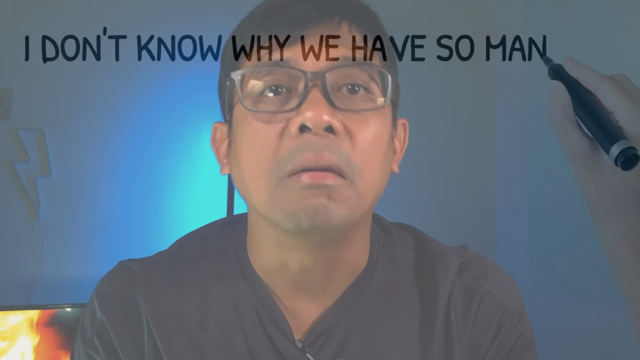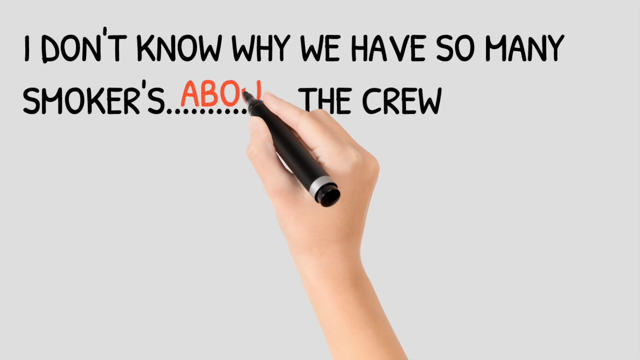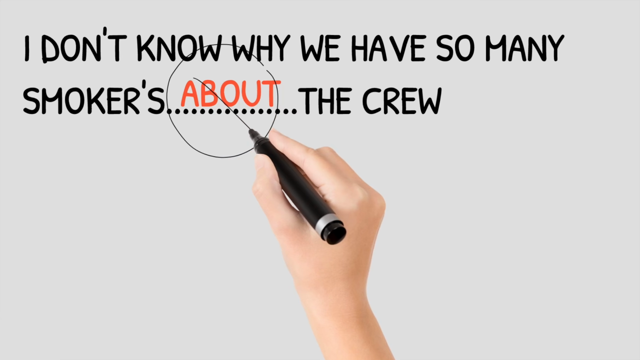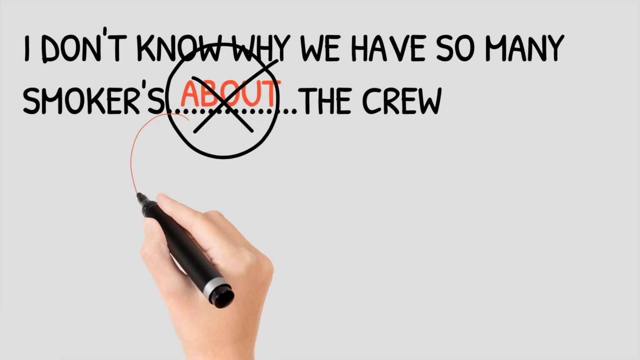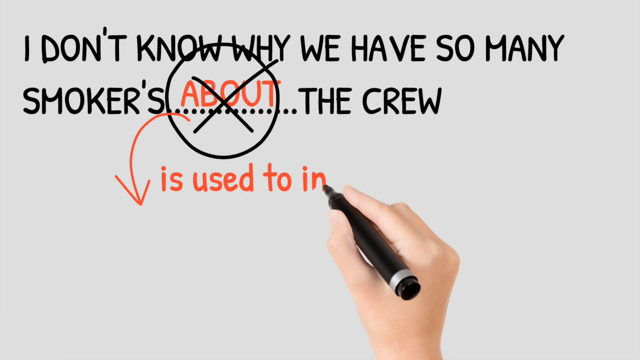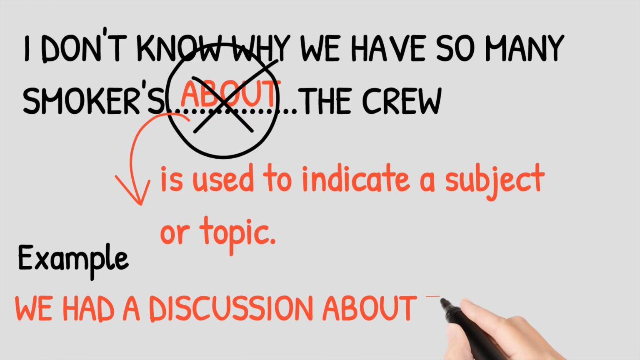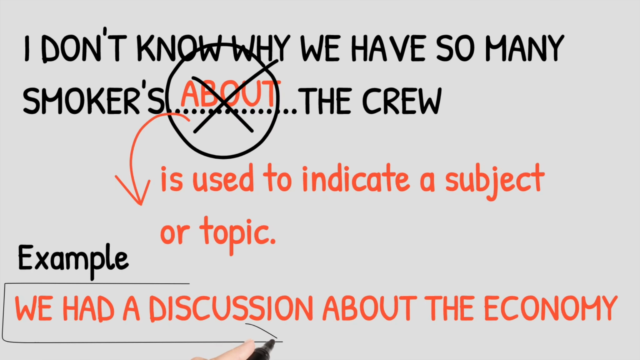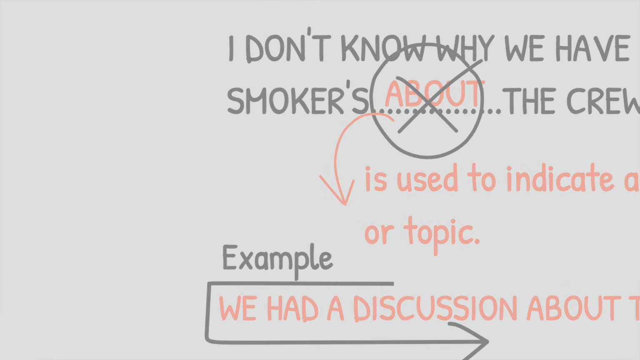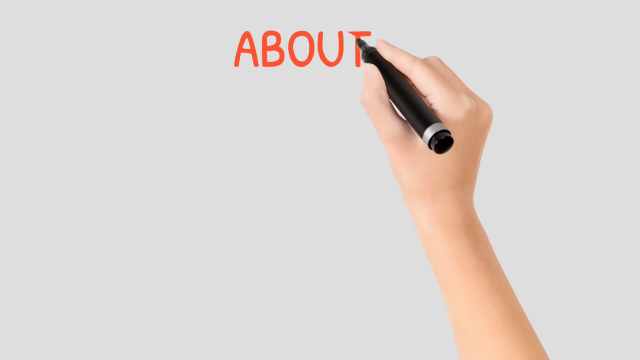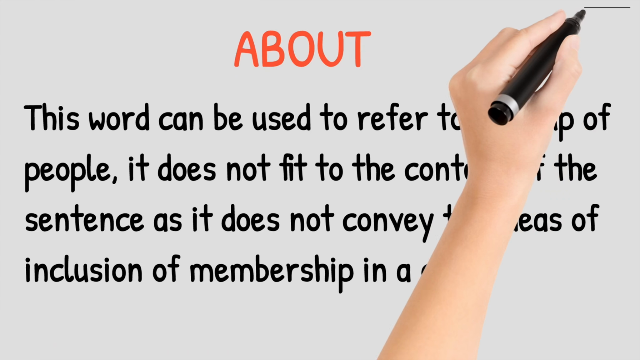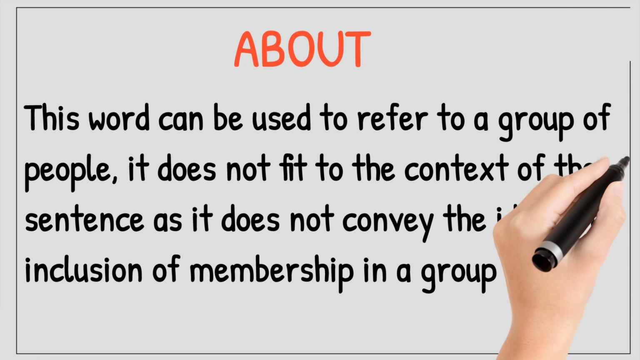And the word about is used to indicate a subject or topic. For example, we had a discussion about the economy. While this word can be used to refer to a group of people, it doesn't fit the context of the sentence, as it does not convey the idea of inclusion or membership in a group.